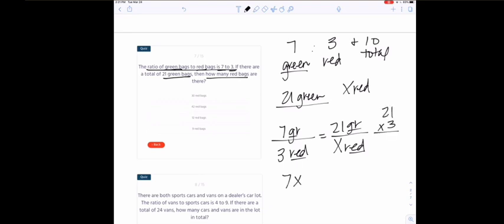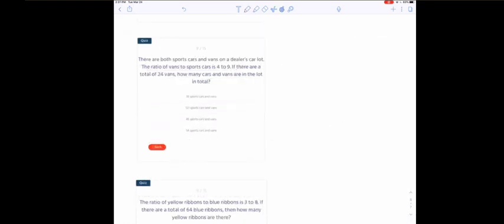7 times x is 7x. And 21 times 3, we're going to solve now. 3 times 1 is 3. 3 times 2 is 6. 7x equals 63. Divided by 7. 63 divided by 7 is 9. There are 9 red bags. Okay, I hope you got it. Okay, so let's go ahead and do number 8.